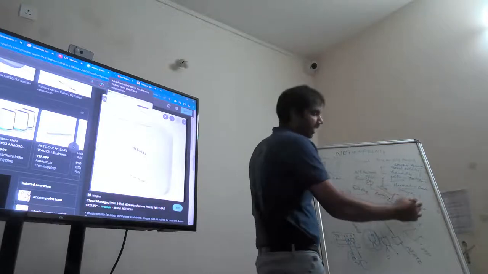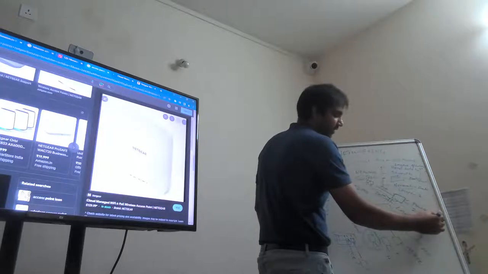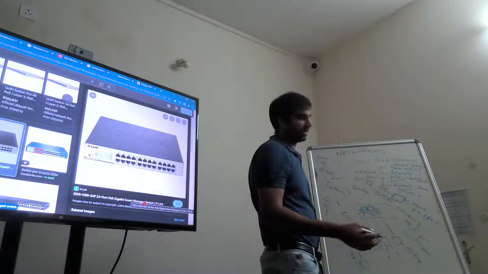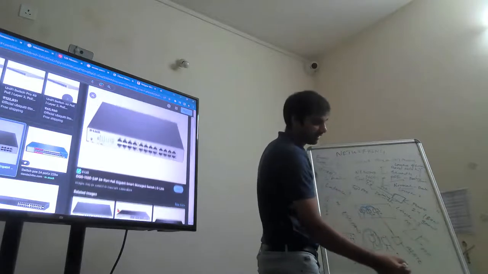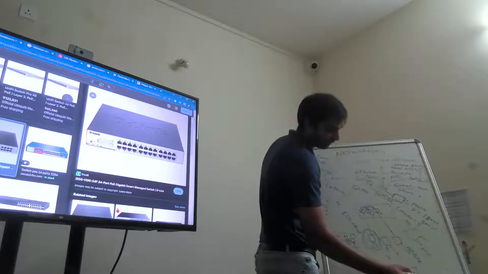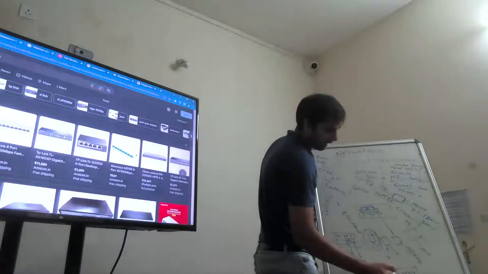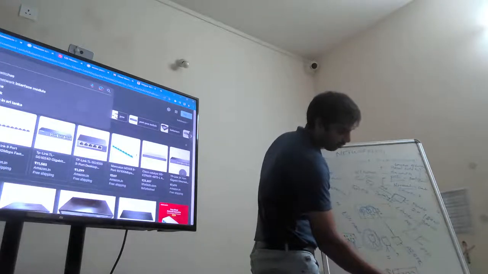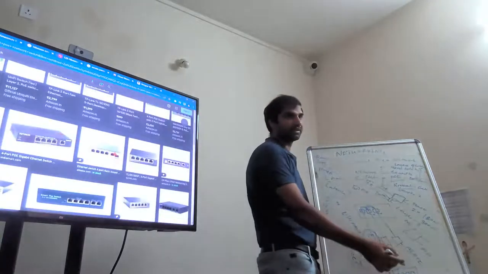Understood? So the typical capacity of PoE for 24 ports is like 160 or 180 watts. Nowadays high wattage PoEs are coming, and they can handle up to I think 300 watts. So let's say I have a 4 port switch, and its capacity is say 60 watts. If I connect 4 cameras consuming 15 watts each, that is 60 watts, so it is matching and it will work.